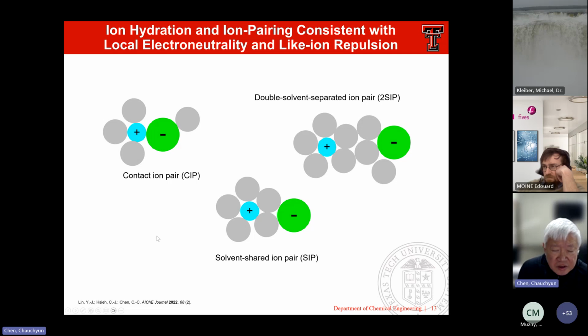And the question is, how do we capture all these different species present in solution? I want to note that when we consider association, we need to make sure the association term is compatible with Debye-Hückel and also with the local composition model. And indeed, all these associated species follow local electroneutrality and like-ion repulsion.